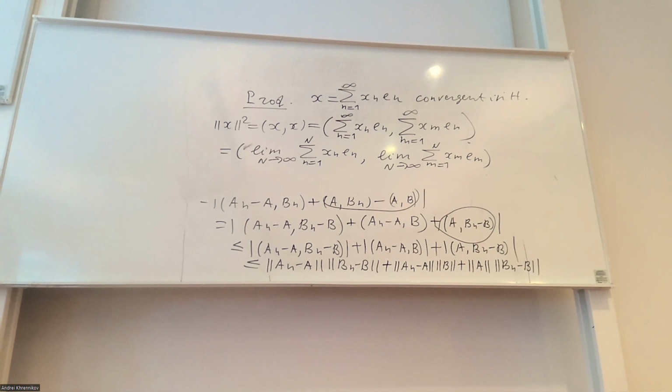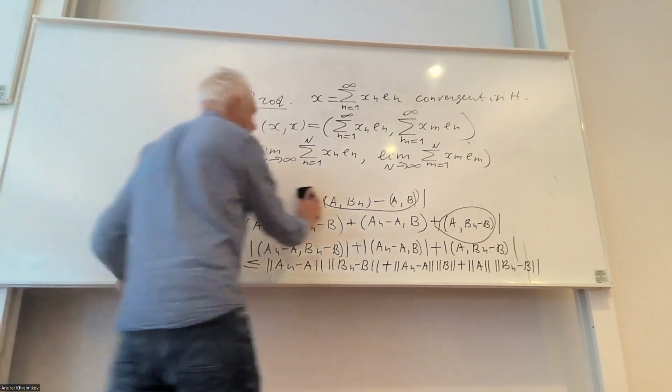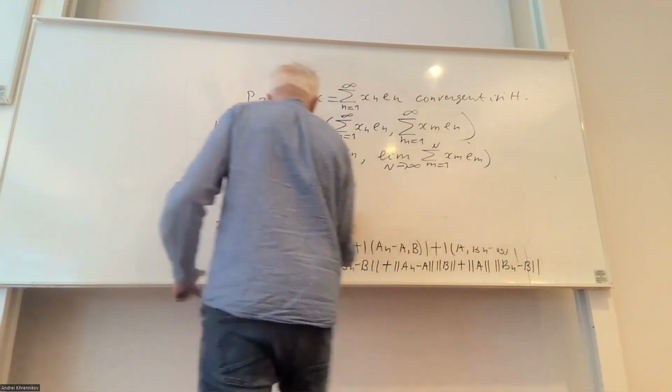But just now in the lemma we proved that the scalar product is a continuous function. And we can interchange the two operations, limit and scalar product. And we do this. We interchange the limit and the scalar product.